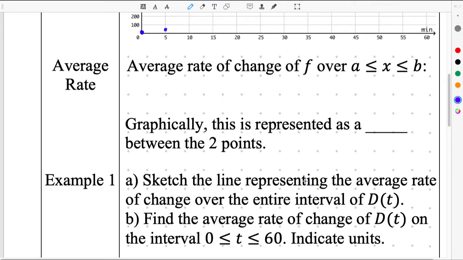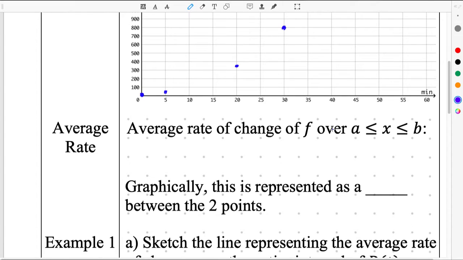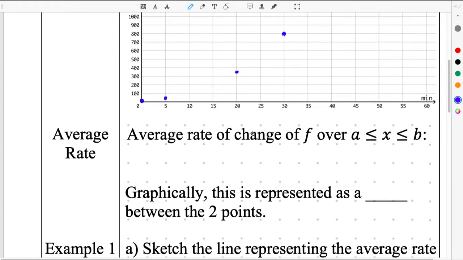Alright, so average rate. That's all today's lesson. Average rate of change of f. And this is of a general function f, not of this function in particular. Just what is average rate of change. And you should know that this is from Algebra 1. Another way of asking this is, what is slope? Do you remember the equation for slope? Write it down now if you know it.